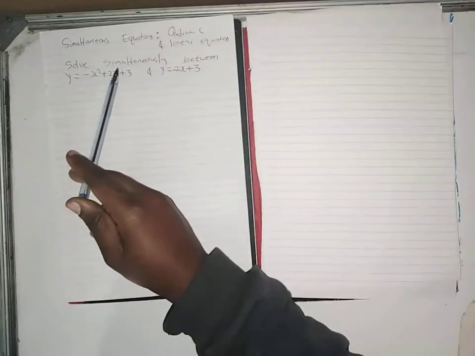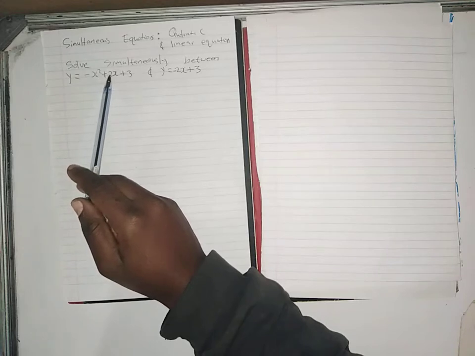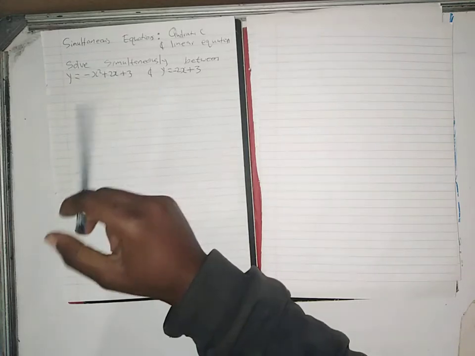Today, ladies and gentlemen, we are dealing with simultaneous equations. There are many kinds, but today we are going to deal with solving simultaneously when you have a quadratic and a linear equation. For example, they say solve simultaneously between y is equal to minus x squared plus 2x plus 3 and y is equal to minus 2x plus 3. So how do you go about solving simultaneous equations like these?